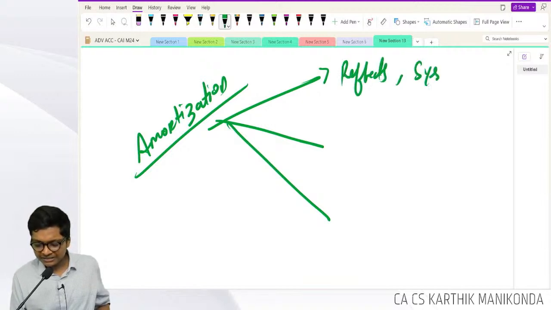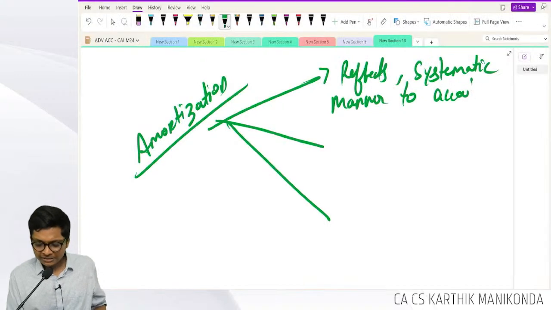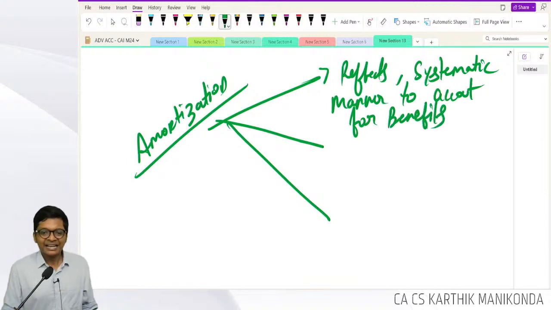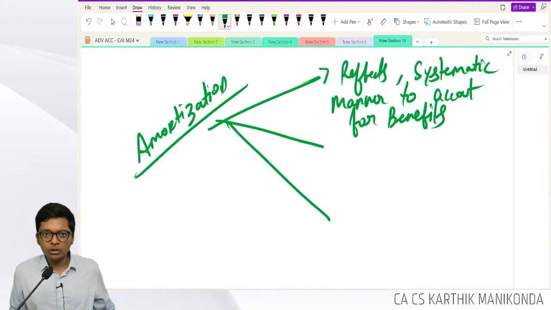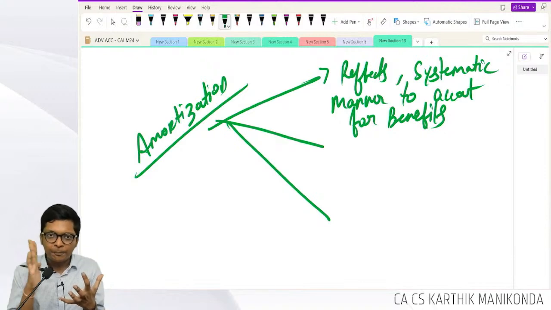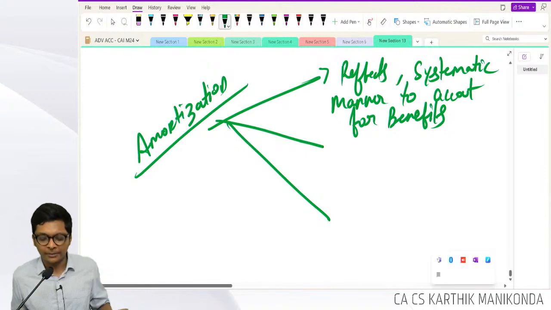a systematic manner to account for the benefits, guys. A systematic manner to account for the benefits that you get. Any reasonable manner that can account for the pattern of benefits that are coming. We're going to do a sum in RTP.